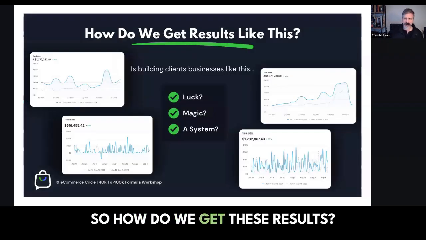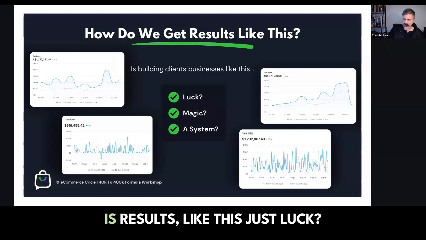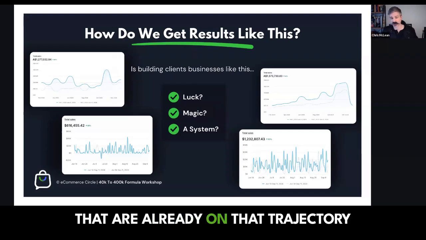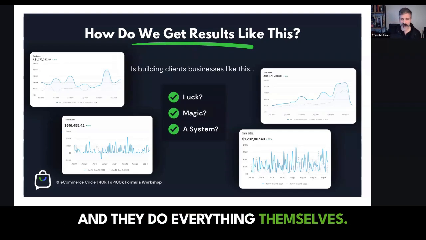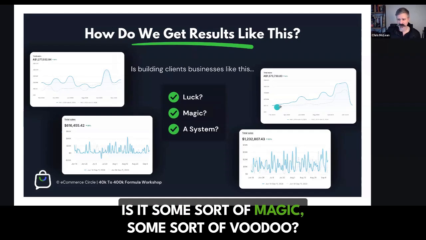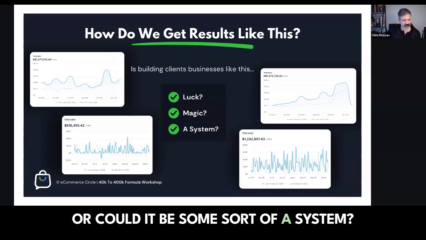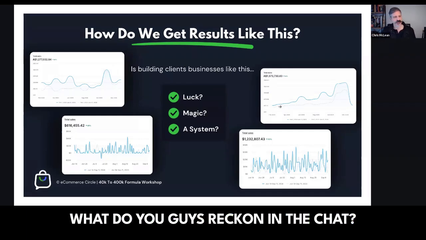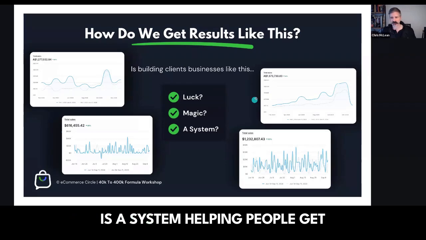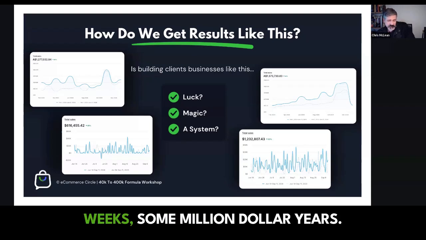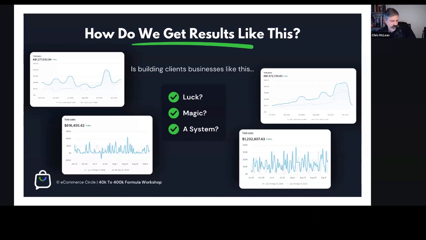So how do we get these results? Is results like this just luck? Do we just happen to meet people that are already on that trajectory and they do everything themselves? Is it some sort of magic, some sort of voodoo? Or could it be some sort of a system? What do you guys reckon in the chat? Is it luck? Is it magic? Is it a system helping people get $1 million months, some $1 million weeks, some $1 million years?